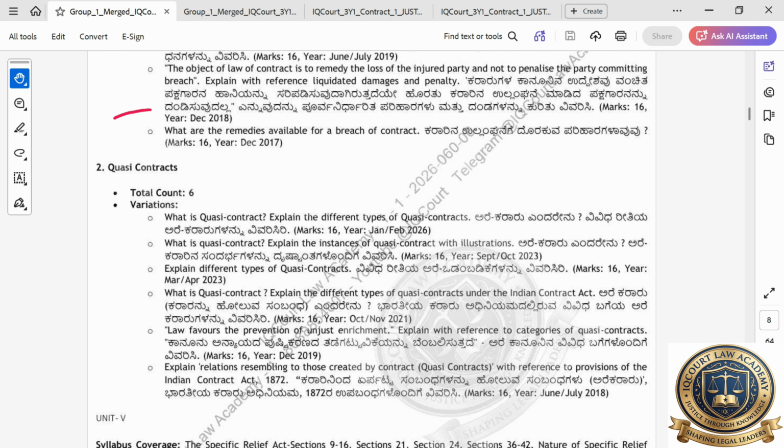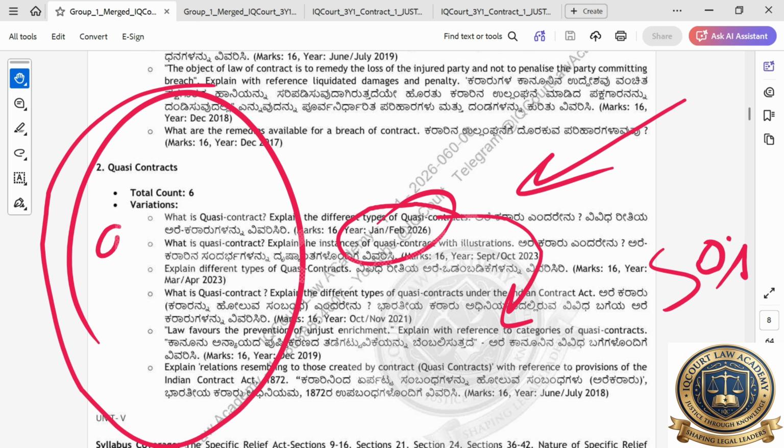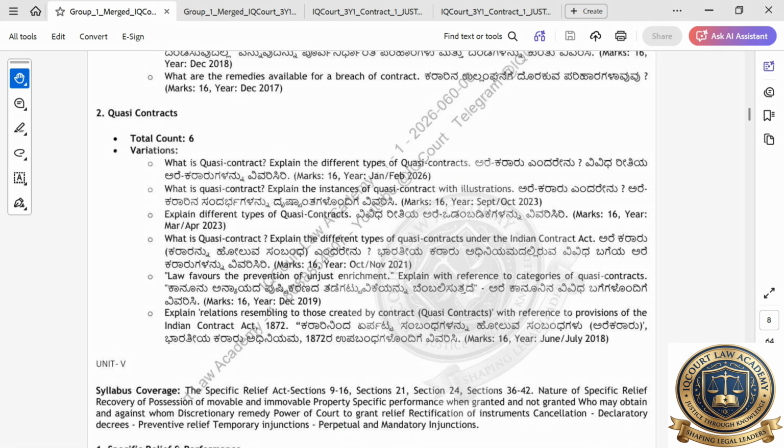So this one is very, very important. 300% important question. Quasi contract, very, very important. This question came fewer times, but he is repeatedly asking it. Last time it was asked, so maybe this time he may skip it. Chances are there, you can take it as 50%. But this question is very important.